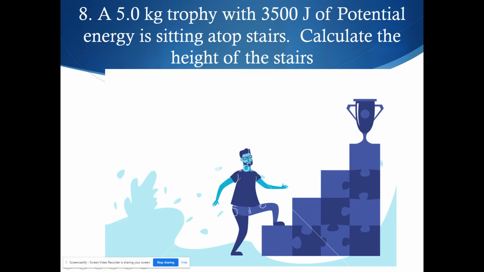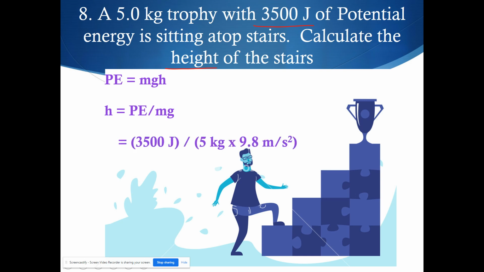A 5 kilogram trophy with 3,500 joules of potential energy is sitting atop stairs. Calculate the height of the stairs. All right, so it's got potential energy. So this time I want to use my potential energy formula. But they're not asking for potential energy. They actually gave it to me in the question. What they're asking for is height. So I want to divide out by mg on each side, and I get an equation that looks like that. Plug some numbers in. Remember, g is 9.8. That's a constant. 71.4 meters.